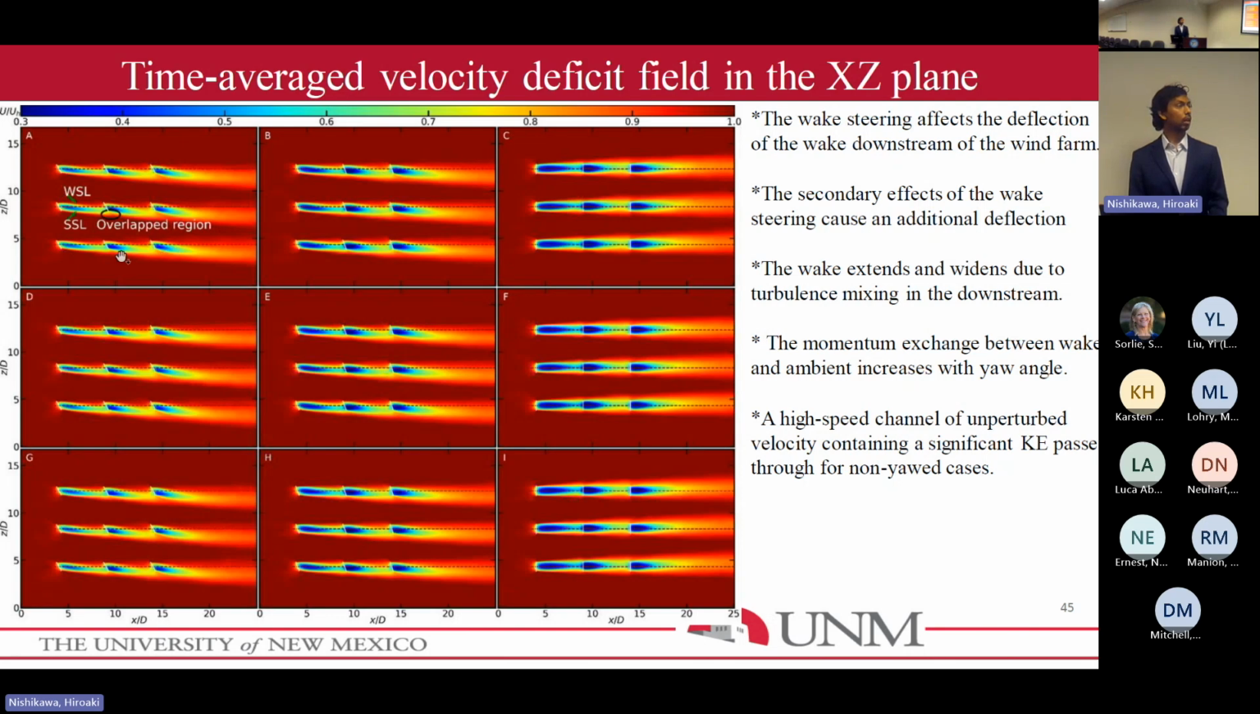and subsequently for the downstream turbines, the wake is deflecting more and more because of the secondary effect of the wake steering. Another thing to notice is that if you look downstream, the wake widens because of the mixing, and eventually it mixes with the mean flow, if you plot it until the last plane.